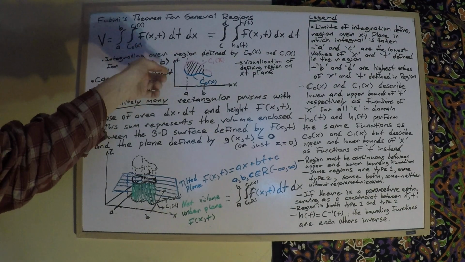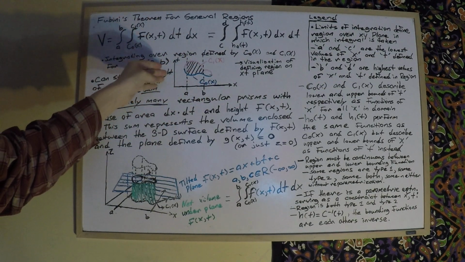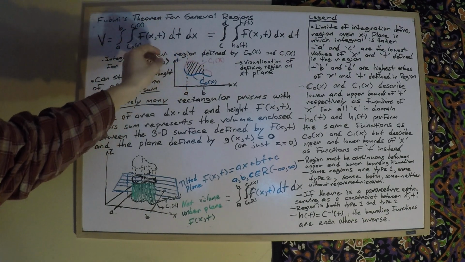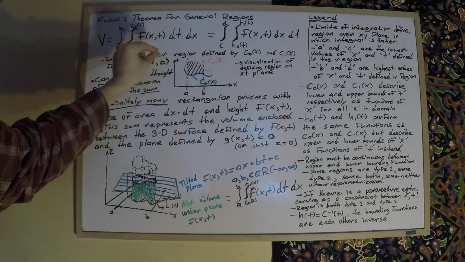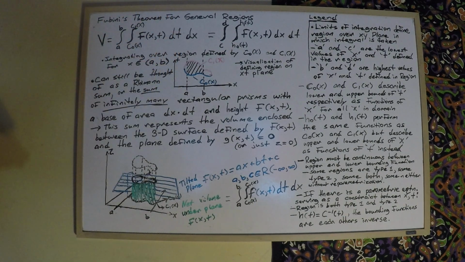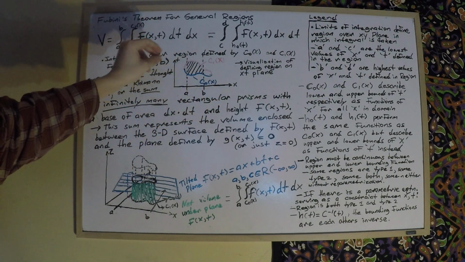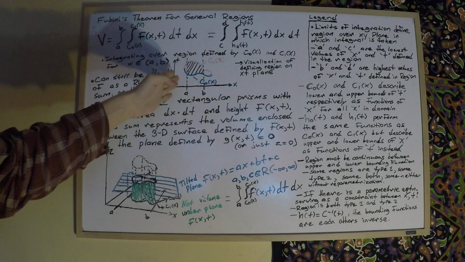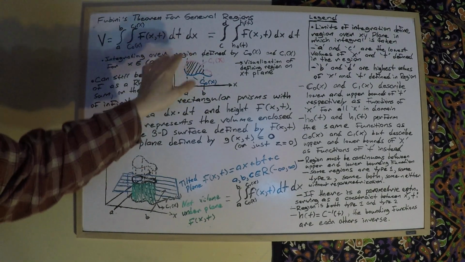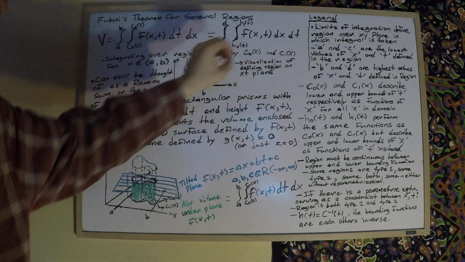And so what you're going to get is something that looks like this. You're going to have an upper bounding function and a lower bounding function. You're going to define that, then you're going to define the area across. So that's going to define the bounds of t. And then you're going to define constant bounds for x.